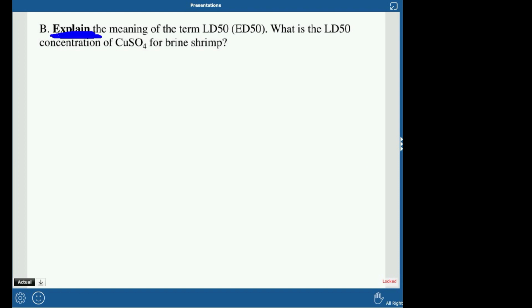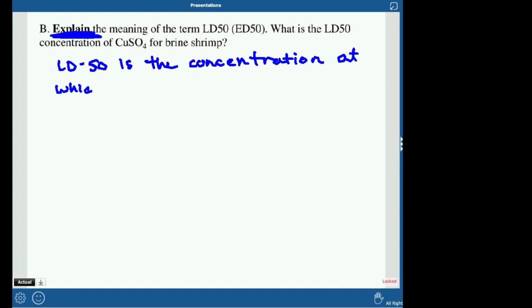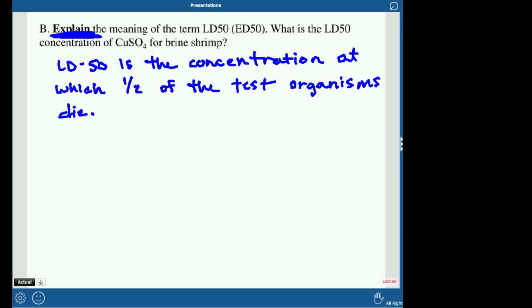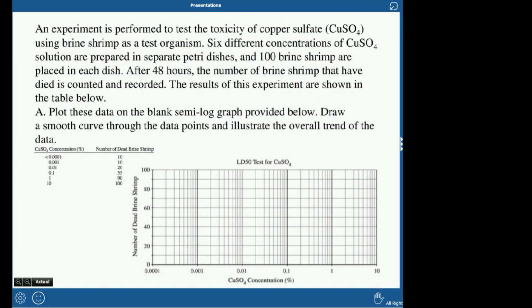Okay, so let's explain. The LD-50 is the concentration at which half of the test organisms die. So we want to write something like that. Then it says, what is the LD-50 concentration of CuSO4 for brine shrimp?